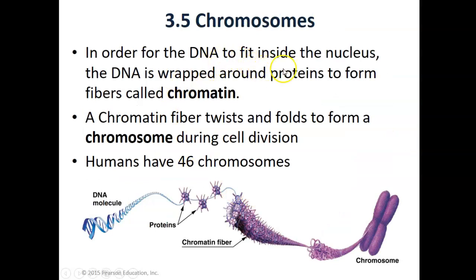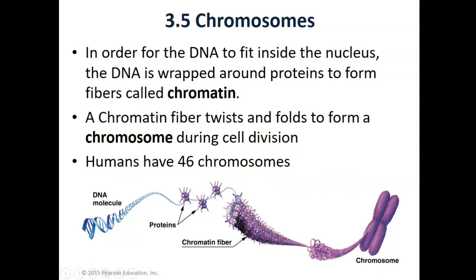In order for the DNA to fit inside the nucleus, the DNA is wrapped around protein to form fibers called chromatin. The chromatin fiber twists and folds to form chromosomes during cell division. Chromatin and the chromosome are the same structure containing protein and DNA. So chromatin will be invisible during the cell resting stage. However, during the cell division stage, the chromatin will become visible. At that stage of cell division, the chromatin will be called a chromosome.